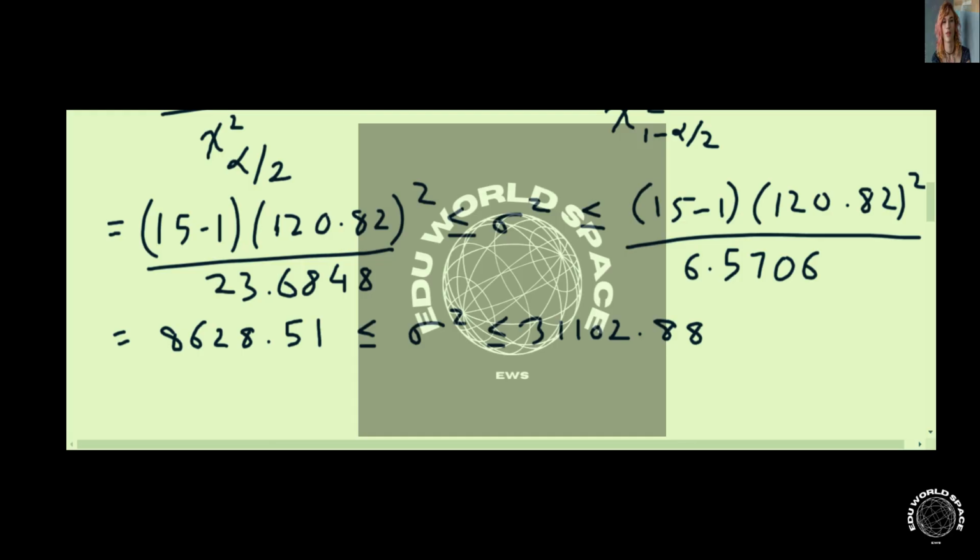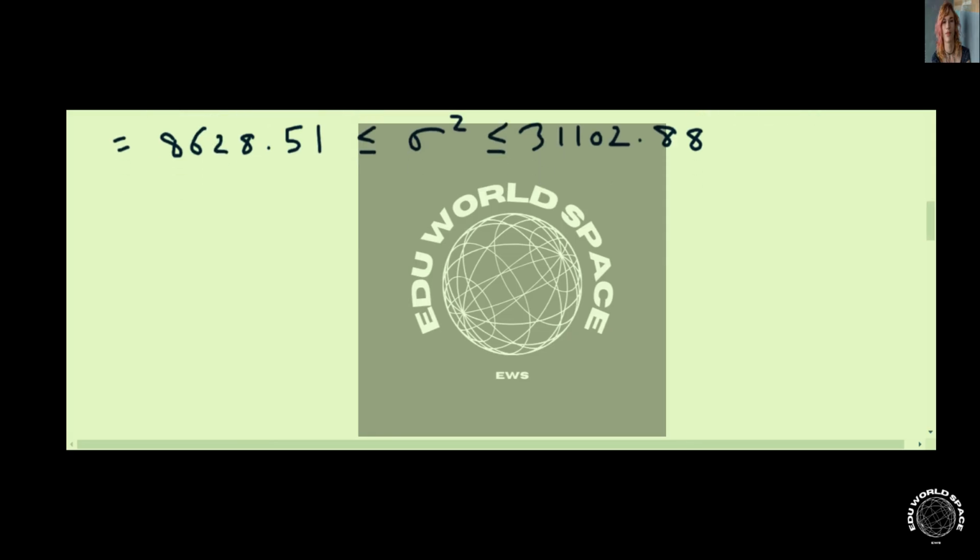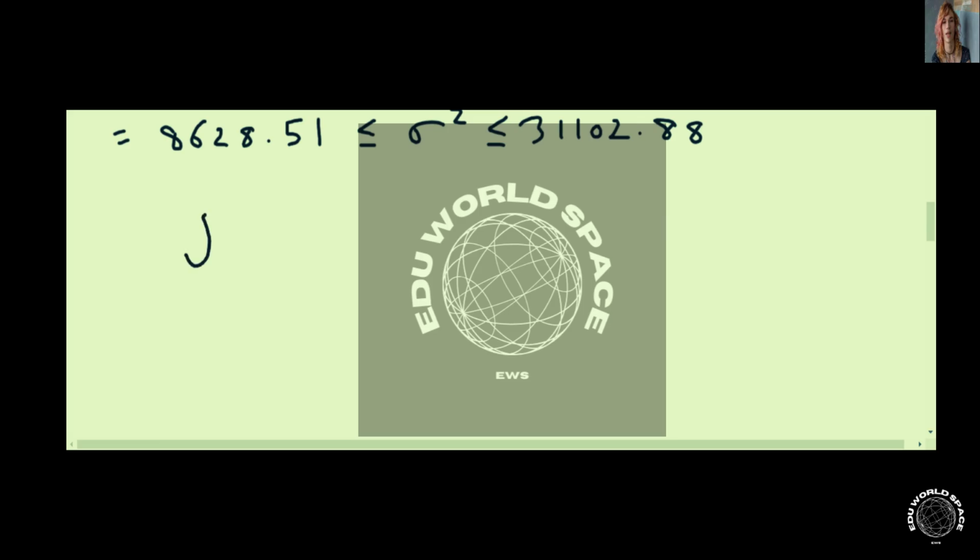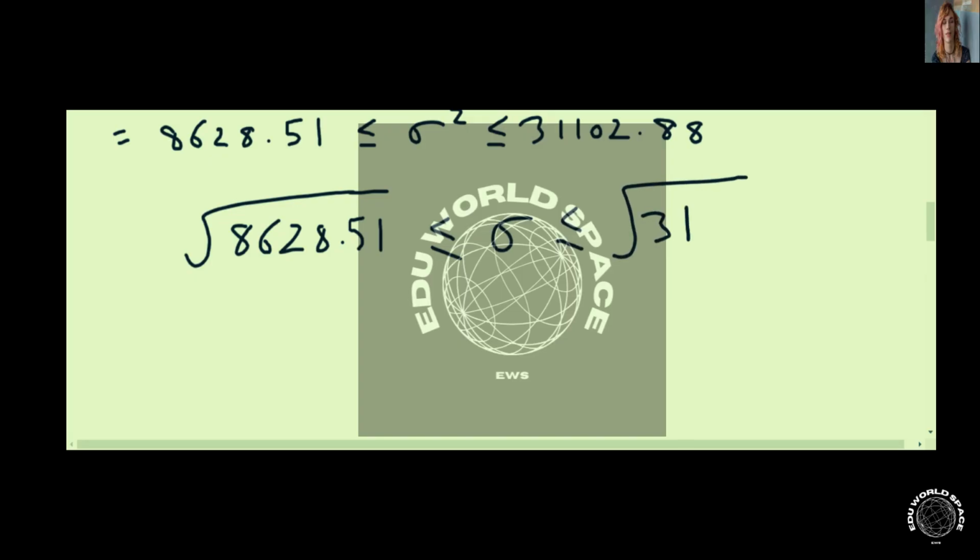deviation, population standard deviation, by taking the square root of the confidence interval for the population variance. To do so, we just take the square root of 8628.51. Now this is the lower boundary for the confidence interval for our population standard deviation, and the upper boundary is the square root of 31,102.88.